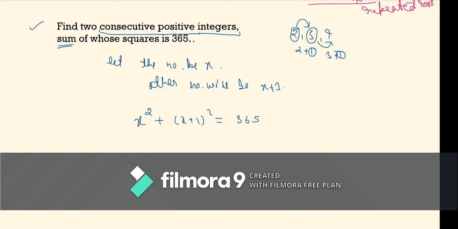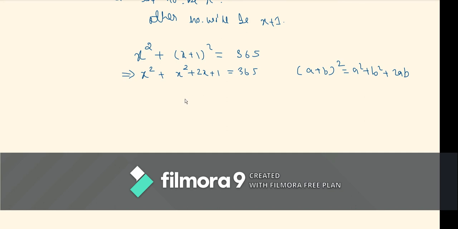This implies that x square plus x plus 1 whole square. So let's open this. x square plus 2x plus 1 is equal to 365, and I have used a formula, that is a plus b whole square is equal to a square plus b square plus twice of ab. You all are aware of this formula, nothing to worry about. What should be the next step?